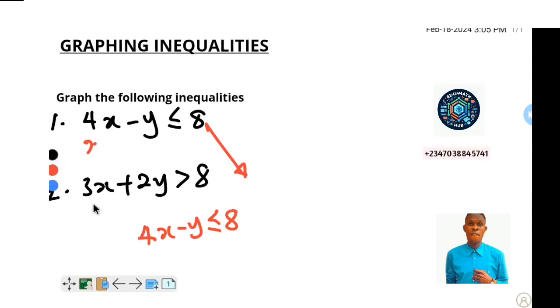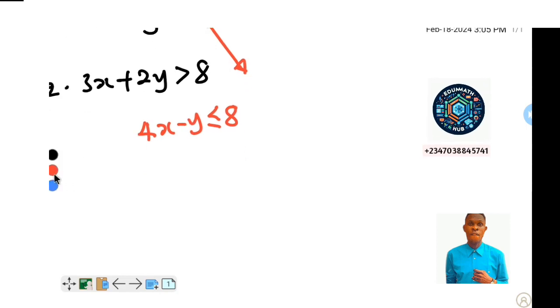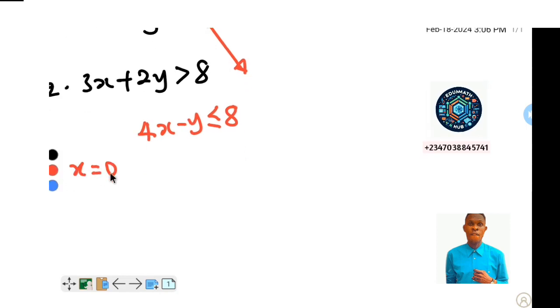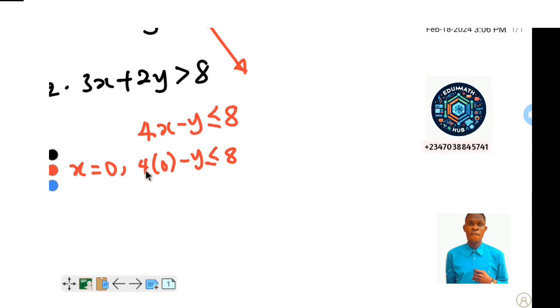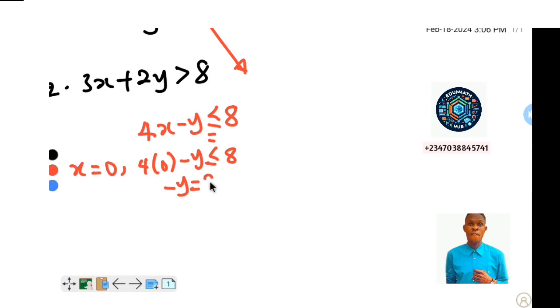So x is 0, s is 0. Now let's look for y. So you put 0 here. So you have 4 into 0 minus y less than or equals to 8. Or you can just change this sign to equals to. So at the end of the day, you have minus y equals to 8. So when x is 0, y will give you minus 8.